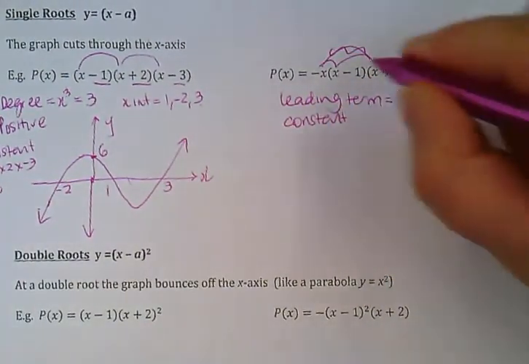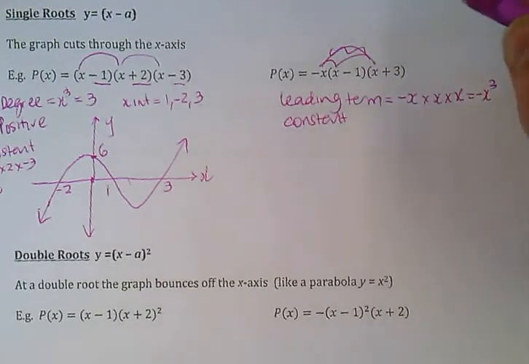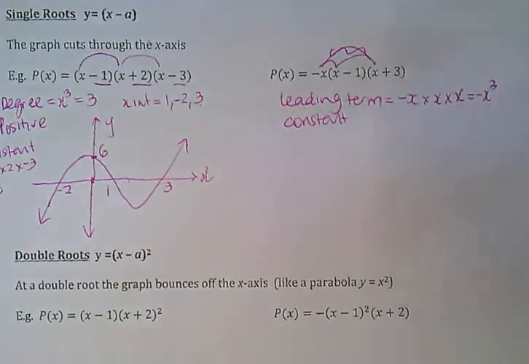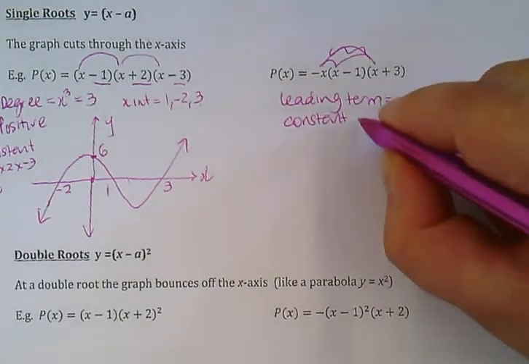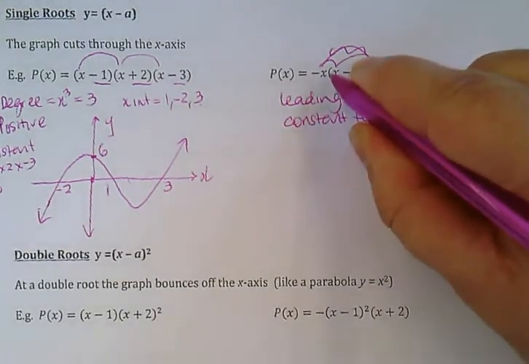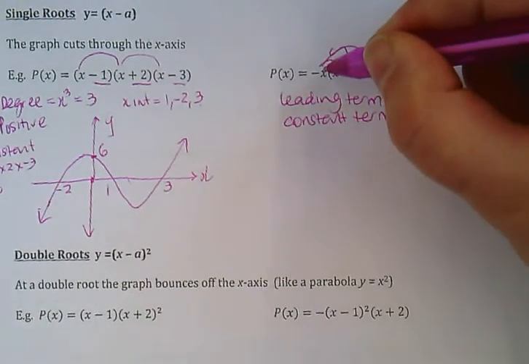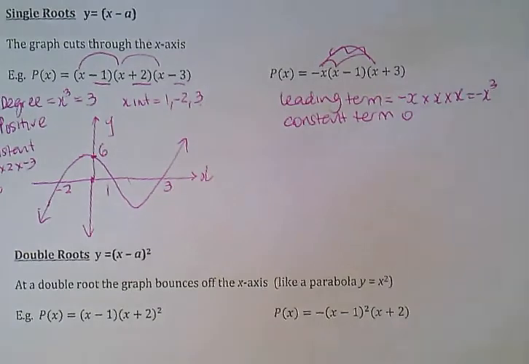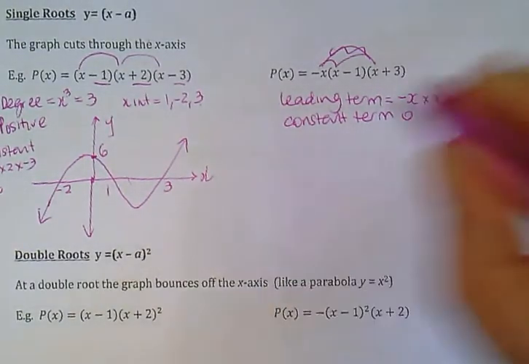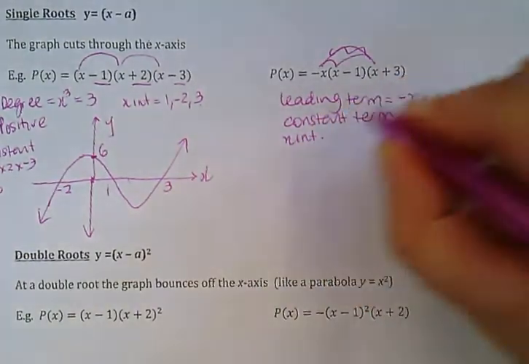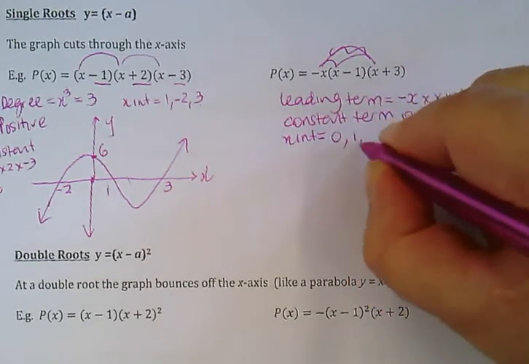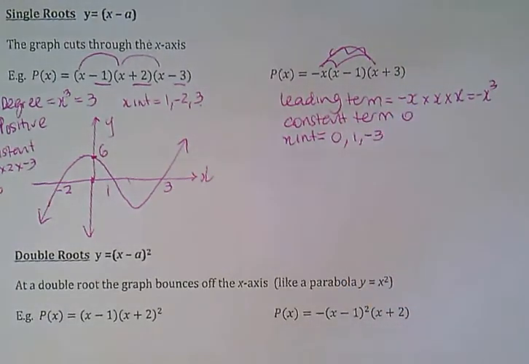My constant term, I think it's going to be 0, because this is negative x plus 0, or negative x minus 0. Constant term should be 0. Well, it will be, because where are your x-intercepts? Looking at these, what are they? 0, 1, and negative 3.